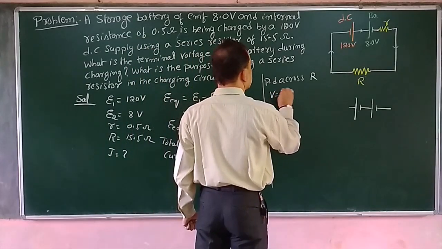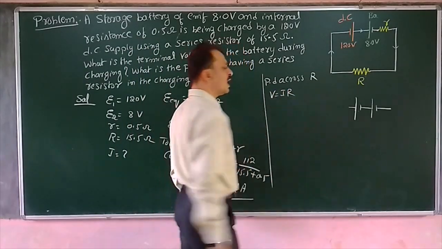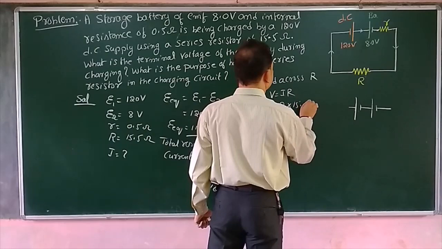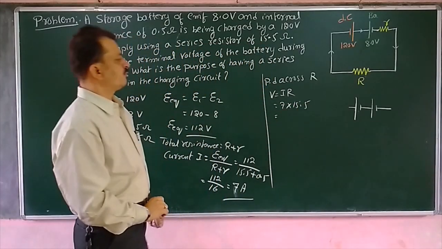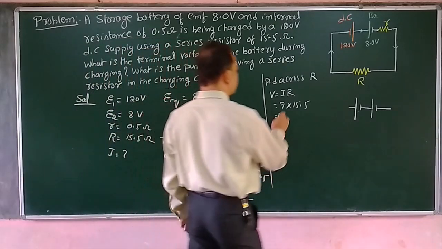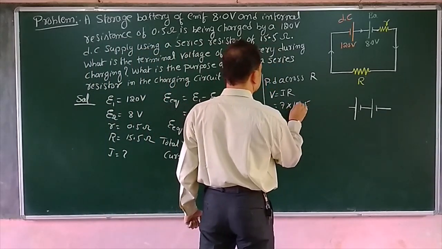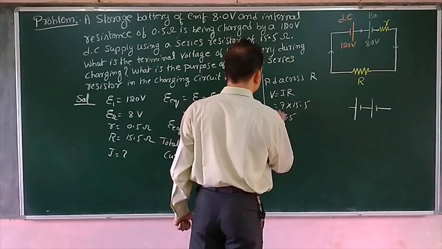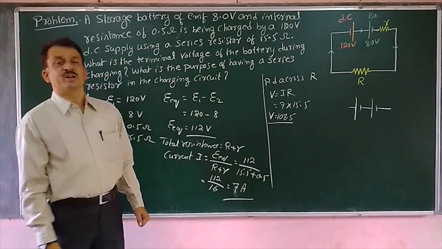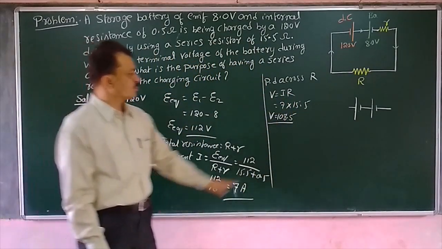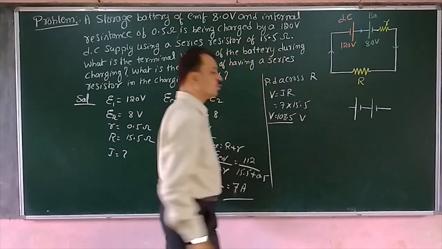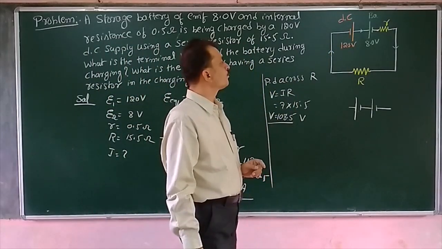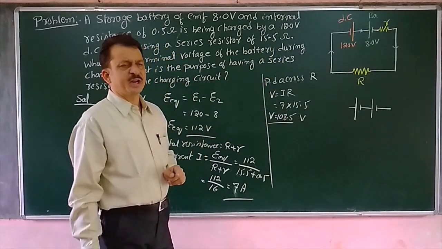V is equal to I into R. Now I is 7, current is 15.5 to 7. So multiplying this one, therefore potential drop across the external resistor is 108.5 volts. We are using a 120 volts DC supply and it is used to charge the battery.